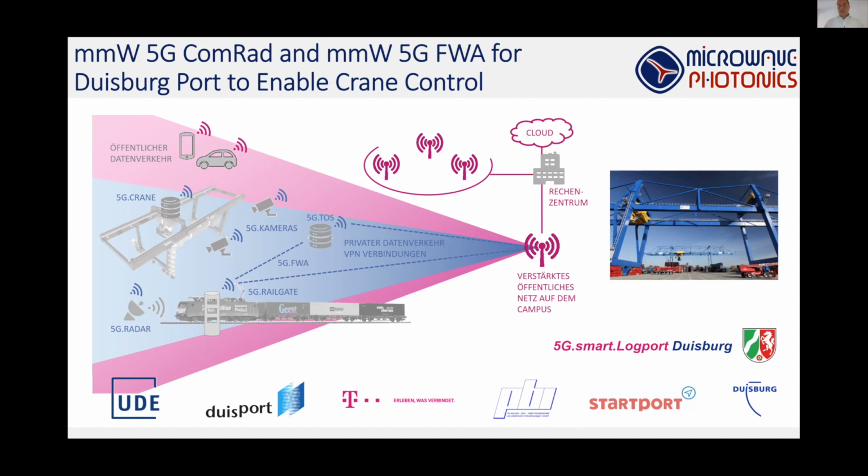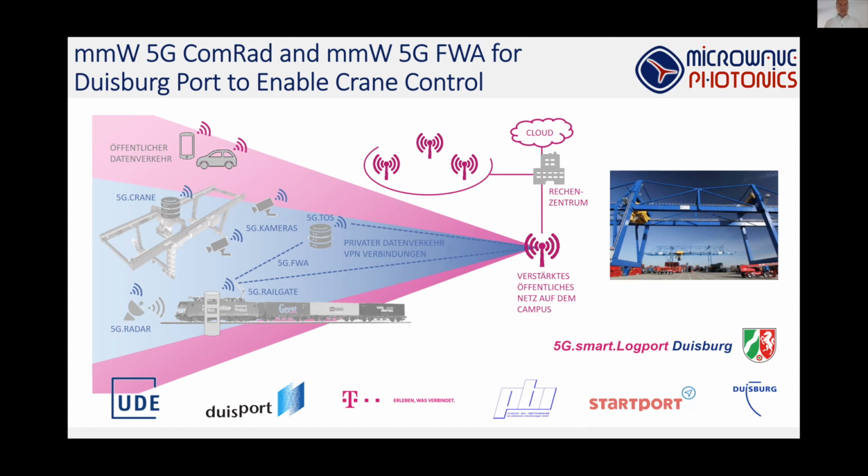And here digitization is a key issue. So how can we interconnect all sensors? There are a couple of rail gates, trains, ship gates that need to be connected to the 5G network so that we can control the crane automatically. So basically it picks the container from a ship or from a train and then puts it on a truck automatically, or let's say semi-automatically.